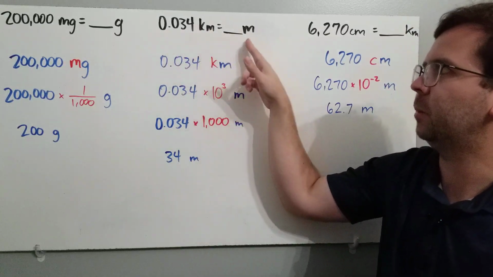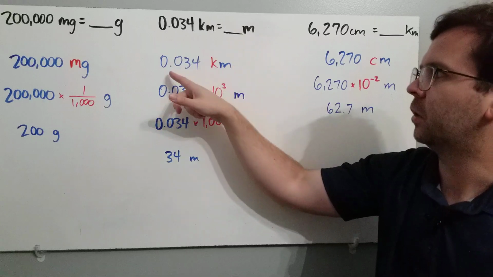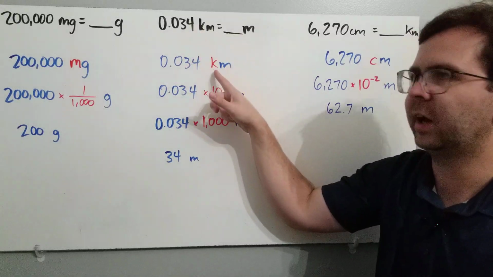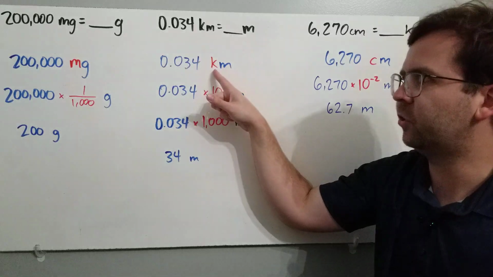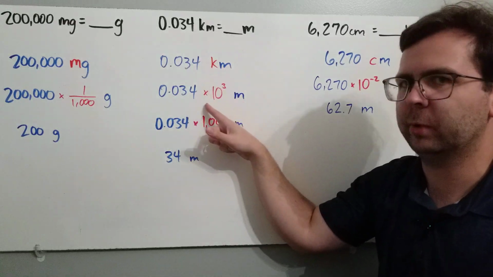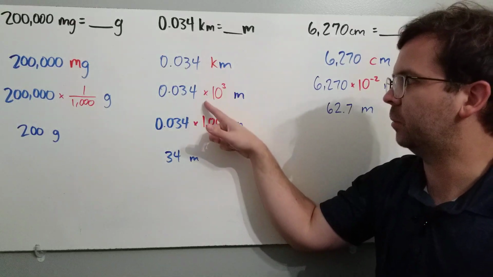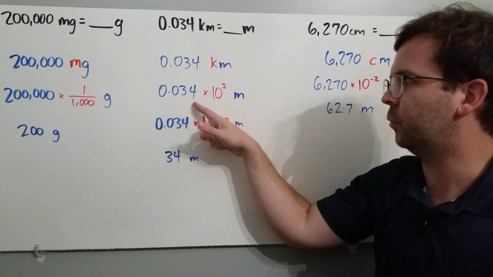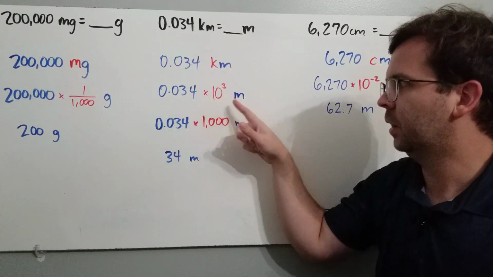For 0.034 kilometers, how many meters is that? Okay, I see the K, and I know that that's a prefix that has a value, so I kind of highlight it here again. I'm going to change that K into what it represents numerically. So kilometer is the same thing as times 10 to the 3, looking at my chart. So 0.034 times 10 to the 3 meters.